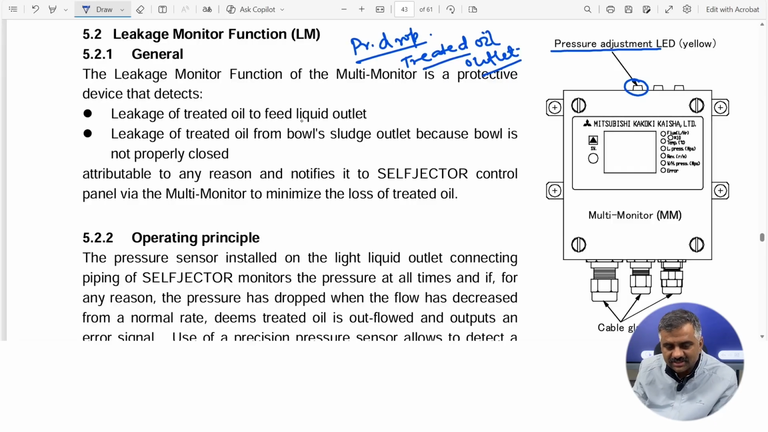Okay, so what does this leakage monitor pressure sensor detect? If there is leakage of treated oil to the feed oil inlet.